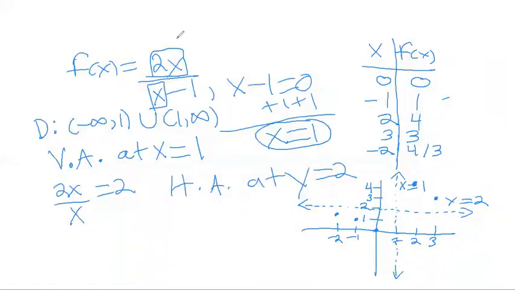So now I've got to connect it. What is that going to look like? Well, it's very, very close, and it's going to go down like that. And then this, I'm going to have it go down like that. And again, it gets very, very close, but never actually touches. So this is the graph of f of x equals 2x over x minus 1.